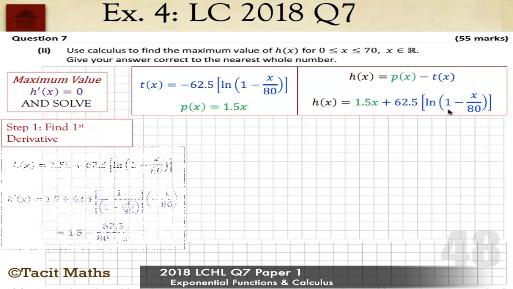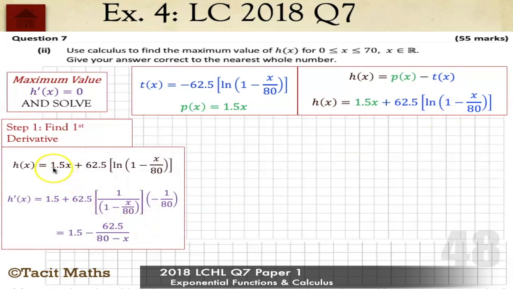So step 1, find the first derivative. Now look carefully at how this is done. So 1.5x just goes to 1.5. Now, when you're differentiating this, the 62.5 isn't affected at all by the differentiation, so you keep the 62.5 the way it is. Now, if you want to do the chain rule for this and do it the long method, that's fine. But I just did it the kind of quick method. If you're very familiar with how to differentiate, you'll know straight away that to differentiate natural logs, it's 1 over what's in the brackets, but it's multiplied then by the derivative of what's in the brackets.